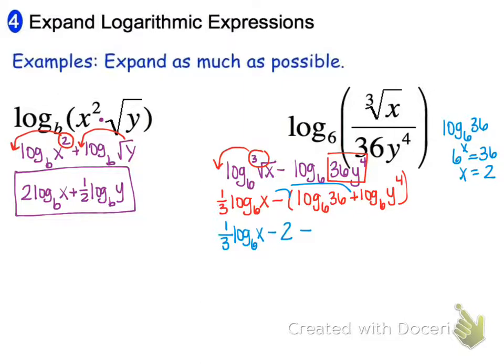And I see one more product rule, so we can take the 4 and bring it down into the front. 4 times log base 6 of y. And it looks like now we're simplified as far as we go. We have no more product, power, or quotient rules, and we don't have any other logarithms that we can actually figure out.